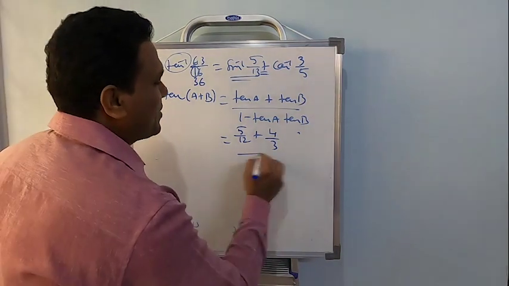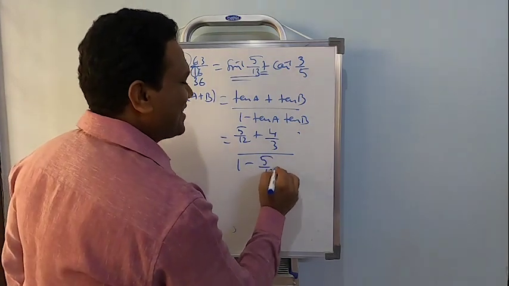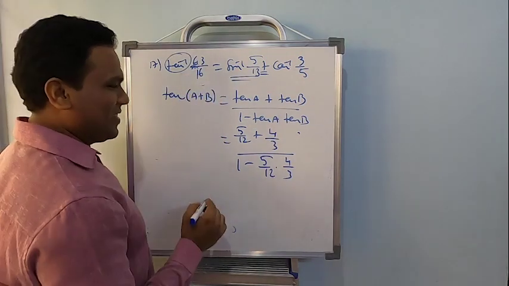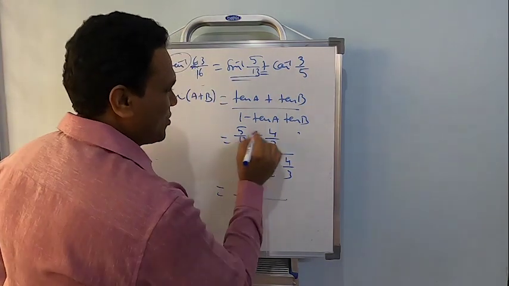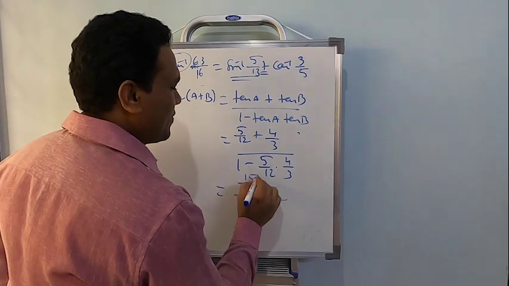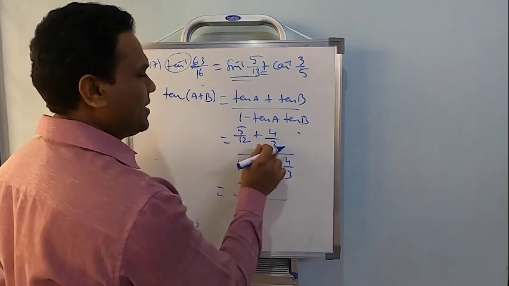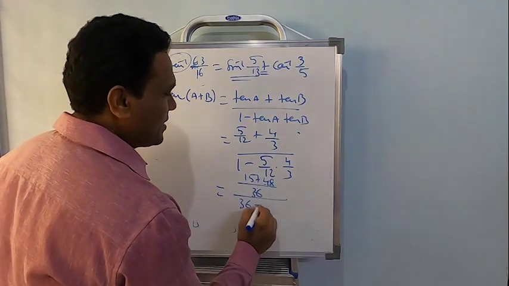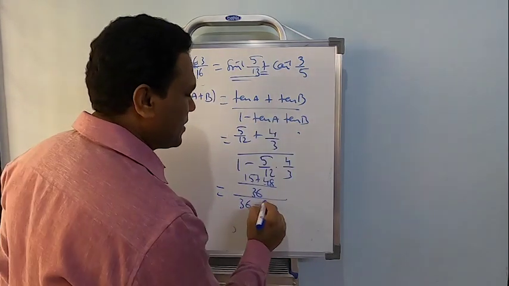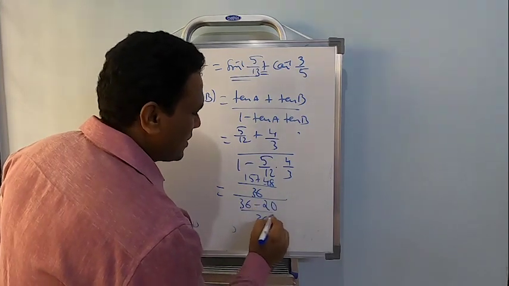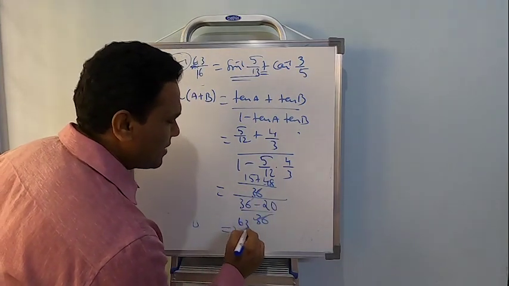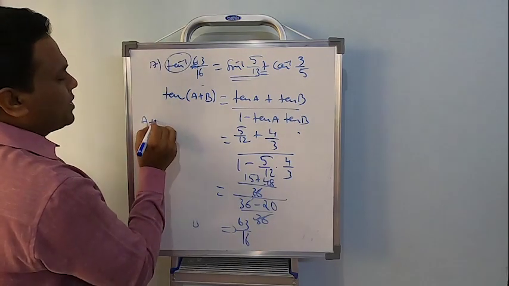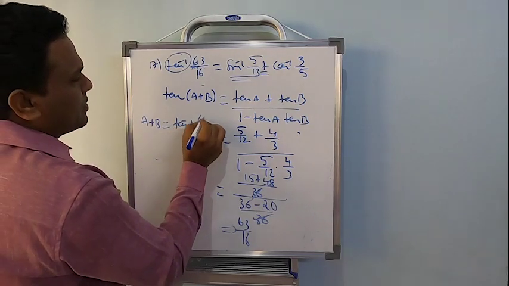I think I'm making a mistake actually. It should be done like this. Sorry, I just forgot the denominator itself. I think it's fine. On taking the LCM, this is going to be 15 plus 48. Now let's take the LCM, 36 minus 20. It's absolutely fine, students. Sorry from my side. So eliminate 36, and now you will get 63 by 16. Correct. Okay, so therefore A plus B equals tan inverse 63 by 16.